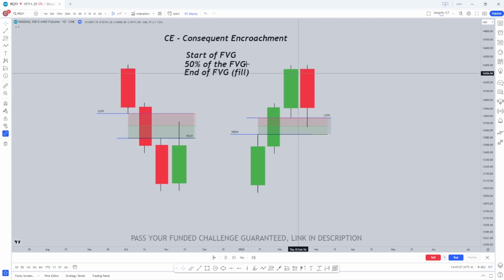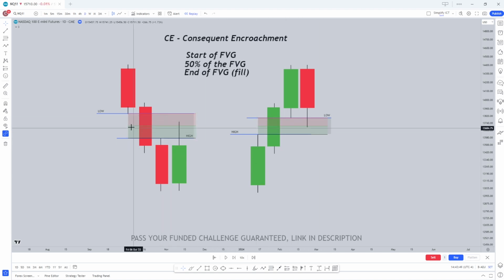Now for the consequent encroachment, or CE. So basically what this is, is 50% of the fair value gap, right? And the three things that I know when I'm marking out the consequent encroachment is the start of the FVG, 50% of the FVG, which is the actual consequent encroachment, and the end of the FVG. So when the FVG is fully filled, right? And so for this, I've got two examples right here, bearish and bullish.